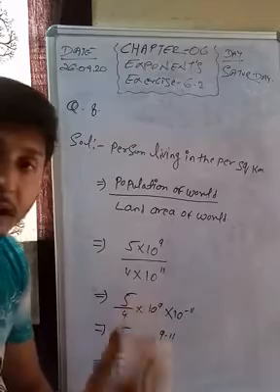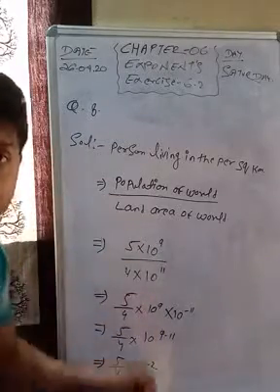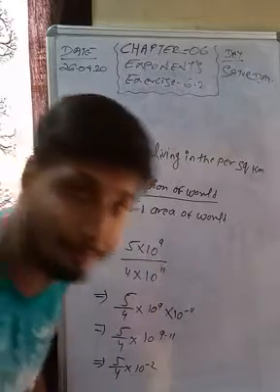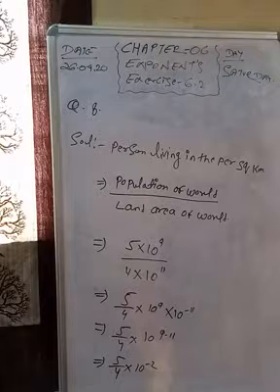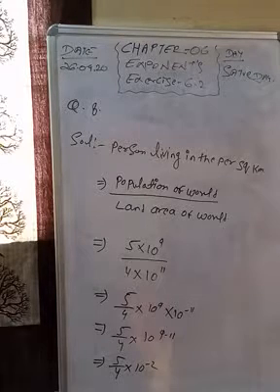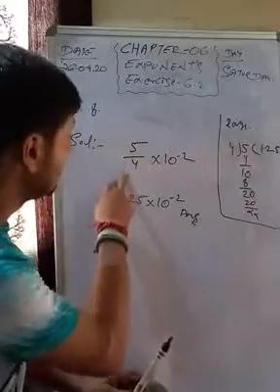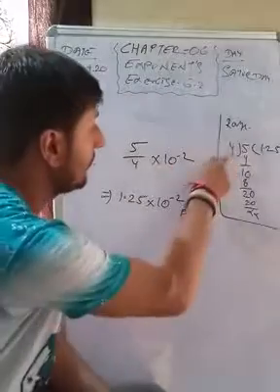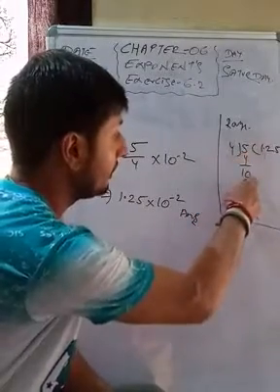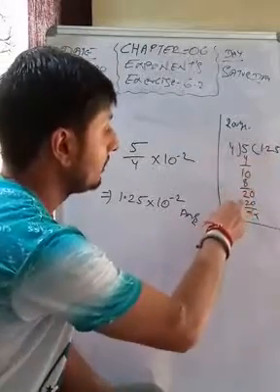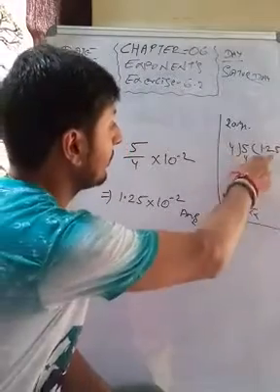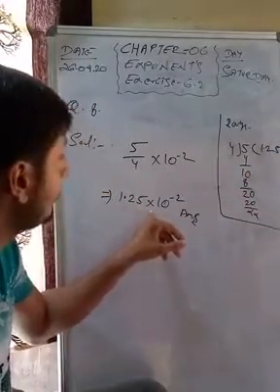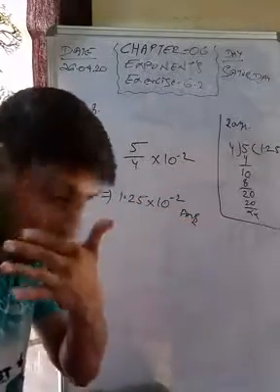Then after that I have to write one more step. I have erased this, so note it down fast, and I will write the last step here. The last step is 5 by 4 into 10 to the power minus 2. I am doing rough work here: 5 by 4, 4 ones are 4, 4 twos are 8, 4 fives are 20. The answer is 1.25. So I have written here 1.25 multiplied by 10 to the power minus 2. Okay, this is your final answer.